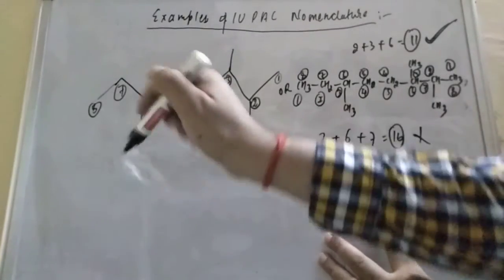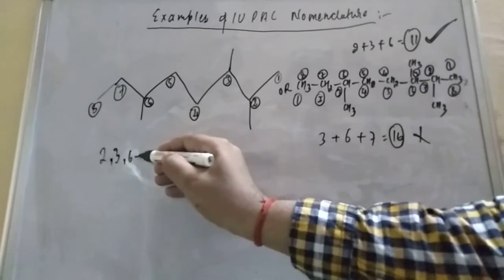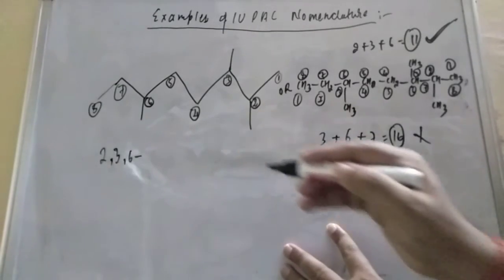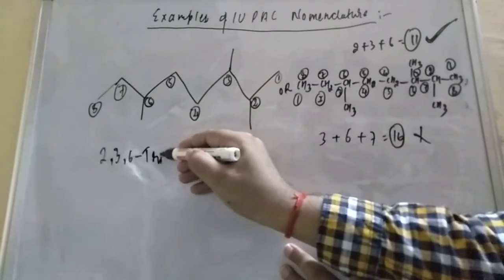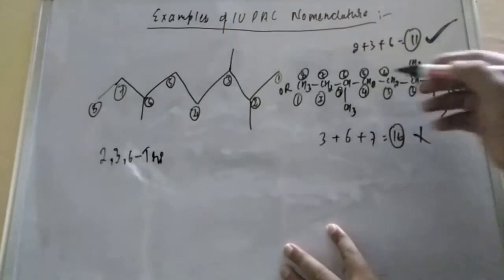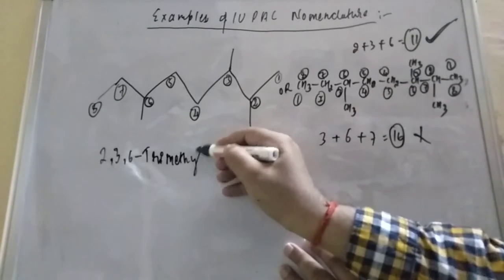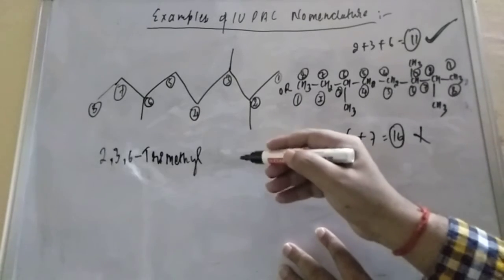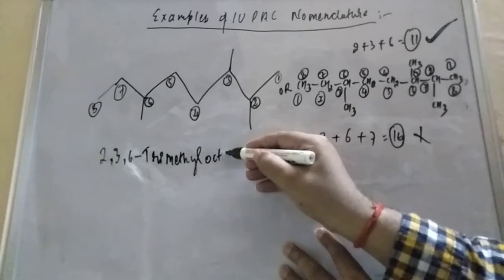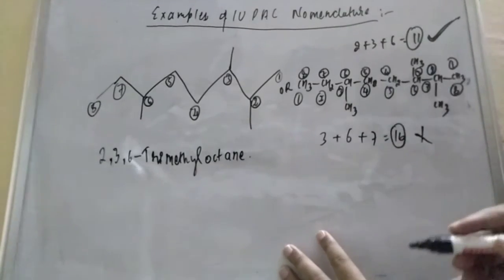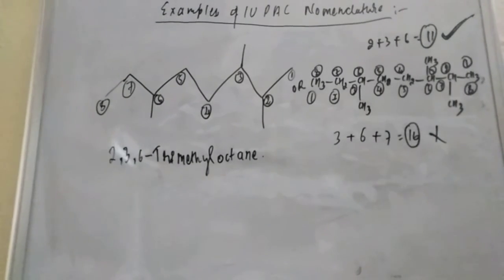Here 2, 3, 6. So we can write the numbering 2, 3, 6, and what will come, student? Three times is coming, so this will be tri. This CH3 group is methyl. So 2,3,6 trimethyl. What is the 8 carbon word root, student? That is oct, primary suffix single bond, that is octane. So this is the IUPAC name of this compound, student: 2,3,6 trimethyl octane.